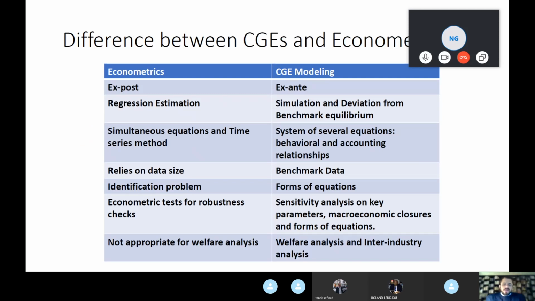So for econometrics, as you can see, we have in general either time series data or cross-section data. So it's historical data in general.